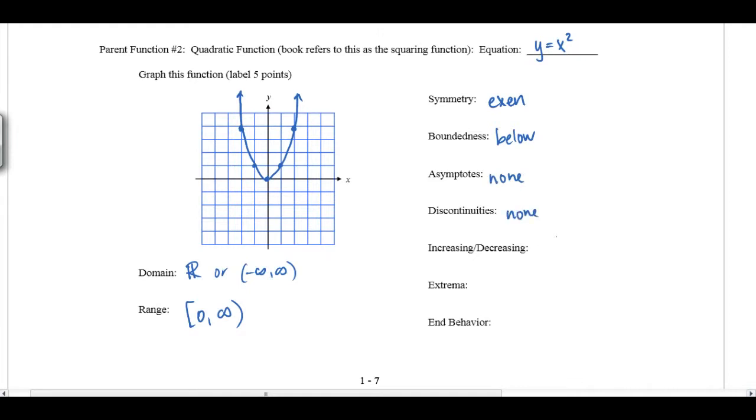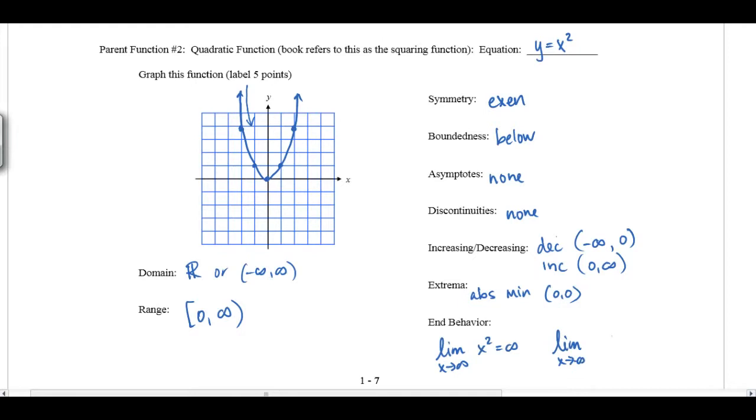Notice that this graph is decreasing. Remember, we go left to right. It is decreasing from -infinity to 0, and then it's increasing from 0 to infinity. Extrema, it has an absolute minimum at the point 0, 0. And the end behavior, the limit as x goes to infinity, the right side, the function x squared goes to infinity. And the limit as x goes to -infinity, that's the left side, the function goes to infinity.